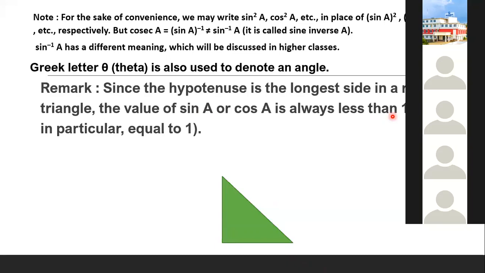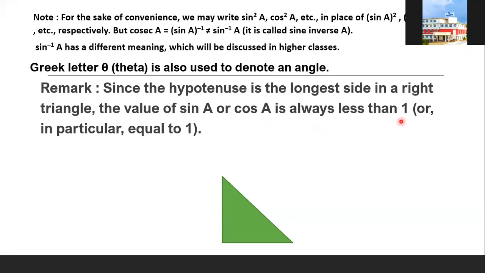What do you mean by proper fraction, children? It will be less than 1, or the numerator will be smaller than the denominator. So since the remaining two angles are acute, cos A and sin A are less than 1 or sometimes equal to 1. Okay. Am I clear, children?